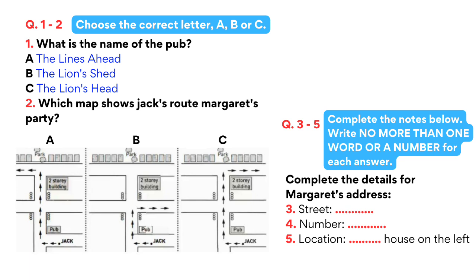Now we shall begin. You should answer the questions as you listen, because you will not hear the recording a second time. First, you have another chance to look at questions 1 to 5. Now listen carefully and answer questions 1 to 5. Jack has got lost on his way to Margaret's party. He is phoning her for directions.